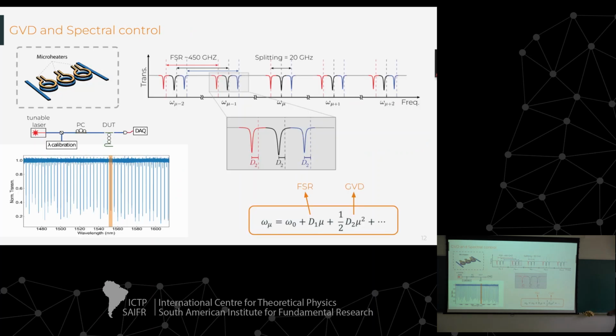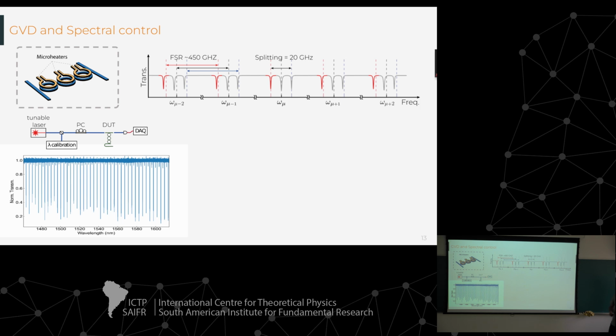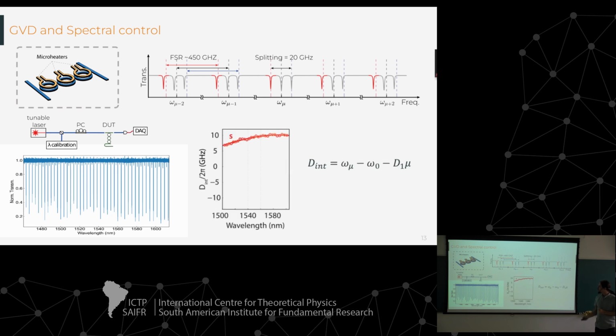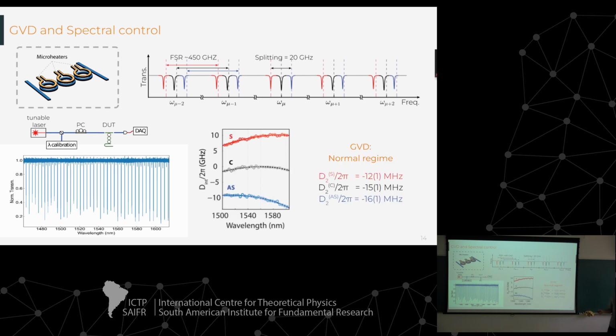So what I want to show here is first the GVD control of our setup. When you talk about group velocity dispersion, we can take one of these modes, for example, the red mode here, and with respect to one reference frequency, we can calculate the spectral distance from each mode to that reference, and with that we can show that our devices are in the normal GVD regime. That is what we expected, we fabricated for that.